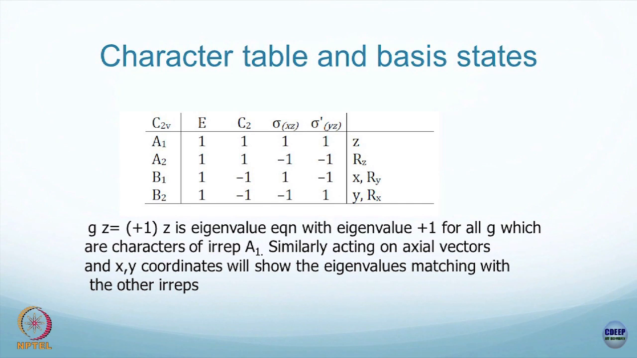It cannot be z. Why can it not be z? If it was z, you will get only the A1 irrep. Mirror reflection on the xz plane will not change it, it will give you a plus 1, right? If you just did it on the z coordinate and not on the axial z coordinate, and this will also be plus 1. So, plus 1, plus 1, plus 1, plus 1 will happen for the z coordinate. Plus 1, plus 1, minus 1, minus 1 will happen for the axial vector z component, which is denoted by R subscript z. Is that okay? Yeah.